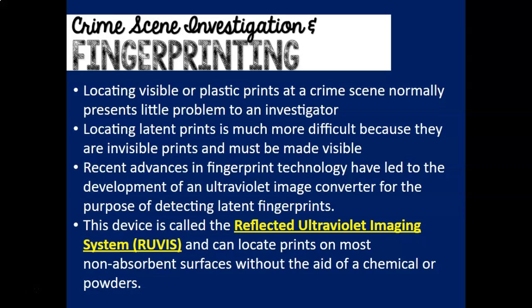Of course, there are recent advances in technology which make it a little bit easier, like using ultraviolet image converters, or what's called a reflected ultraviolet imaging system, which can locate prints on most non-absorbent surfaces. This is awesome because it doesn't need chemicals or powders. Back in the olden days, you would see people going around brushing powder on door handles, like you've maybe seen in movies or TV shows, but now they just go over it with a UV light and they're like, oh look, there's a print.